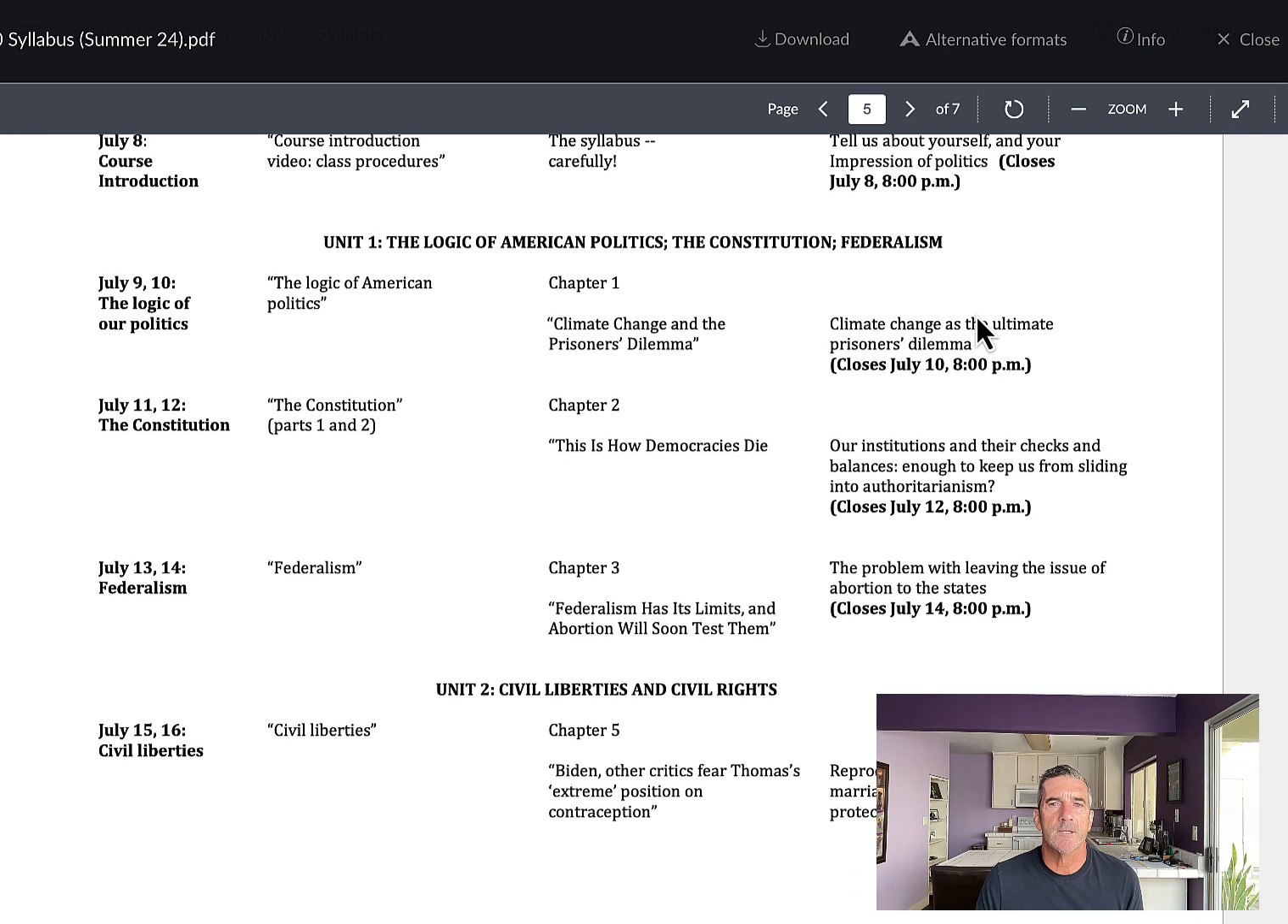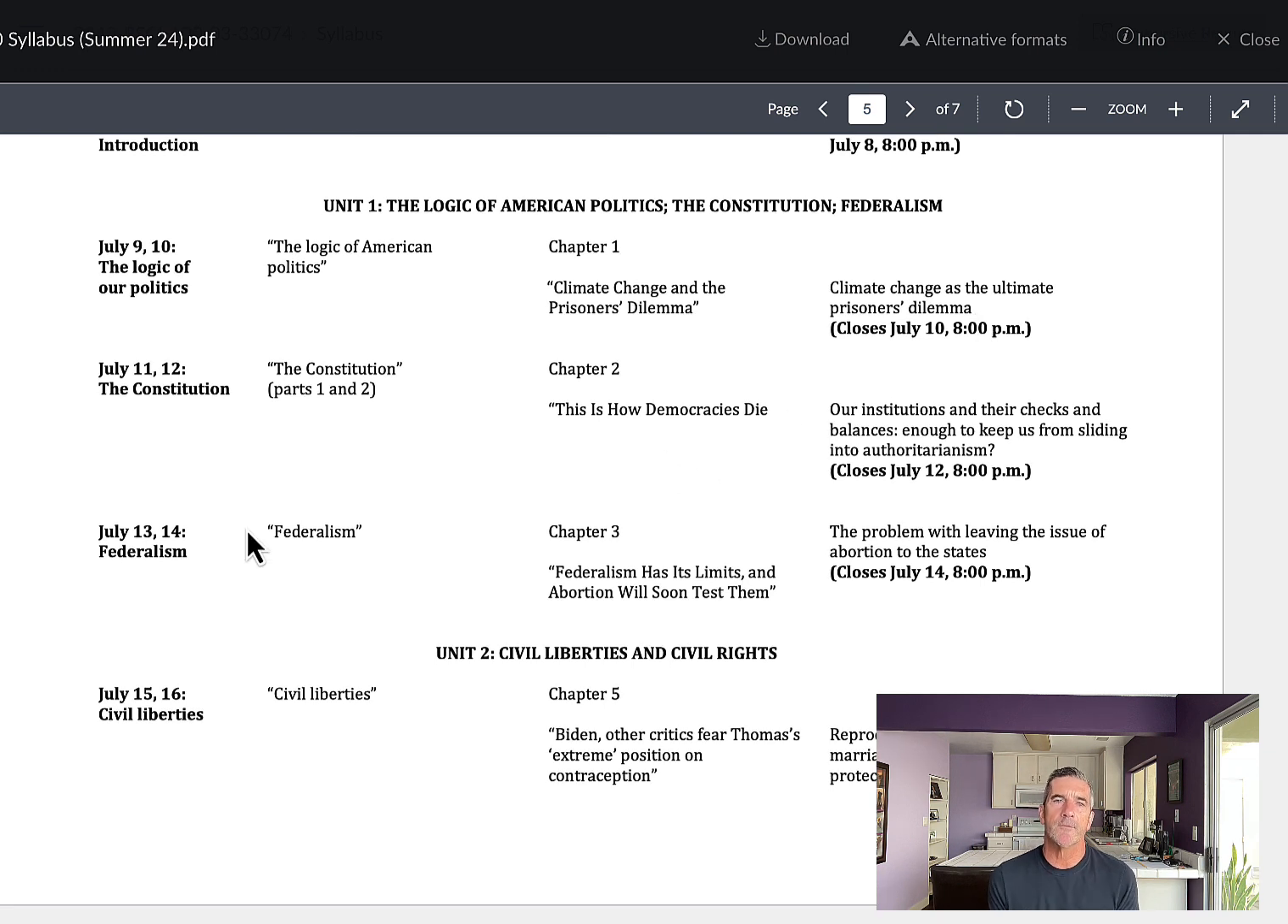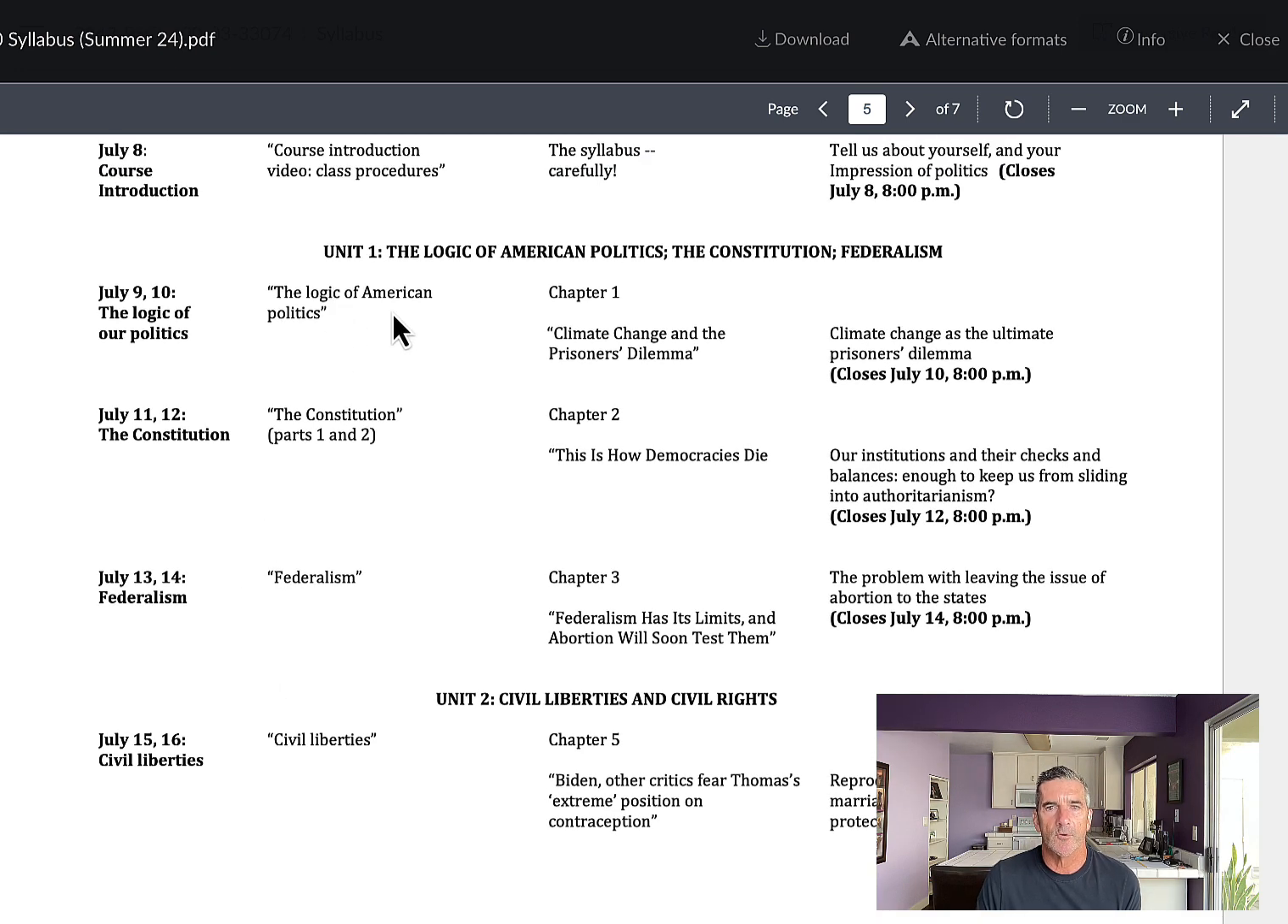Okay, so then we'll get into the actual substance of the class. July 9th and 10th is about the logic of American politics. It's the theme that runs through this text. So there will be a lecture video to watch. There will be a chapter to read, chapter 1 of the text. There's another article to read about climate change as an example of what's called a prisoner's dilemma. And there'll be a forum discussion to which 4 or 5 of you will be assigned about this article.